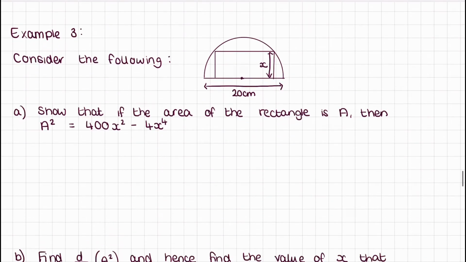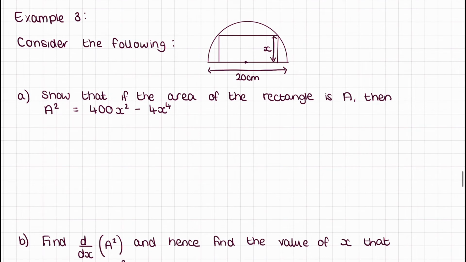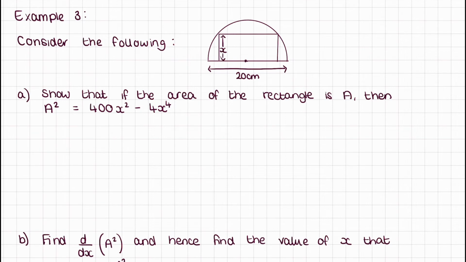Okay, next example, example 3. We've got this lovely diagram here, and we want to show that if the area of the rectangle is A, then A squared equals 400x squared minus 4x to the power of 4. Now what I'm going to do is create a nice little right angle triangle here from the corner of the rectangle, the edge of the semicircle, to the middle.